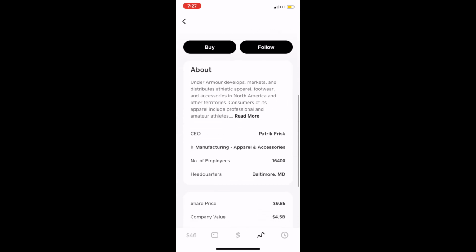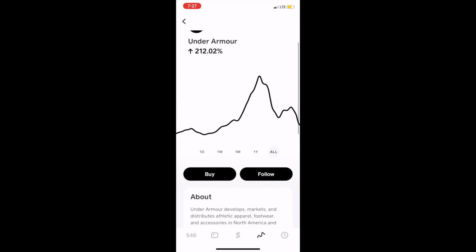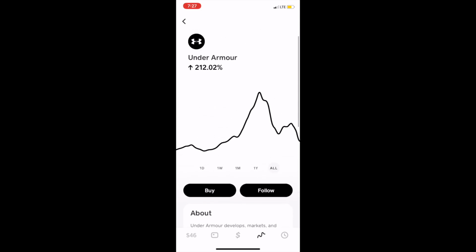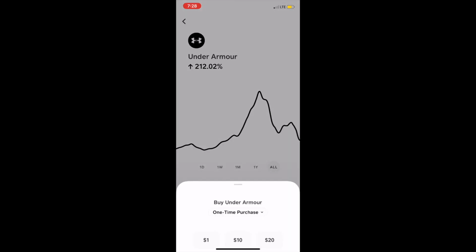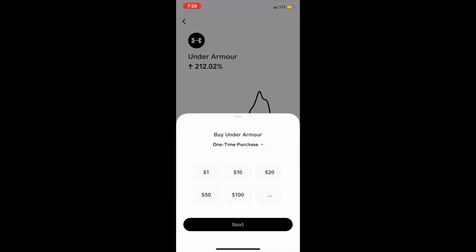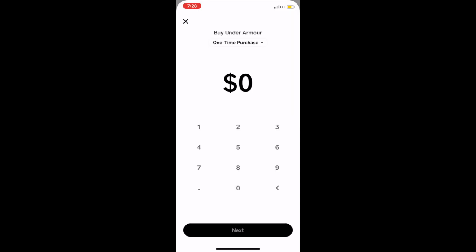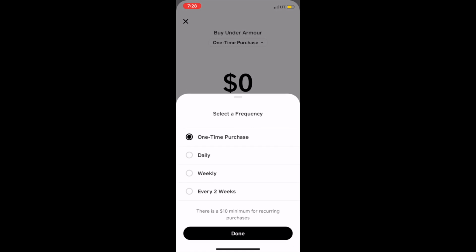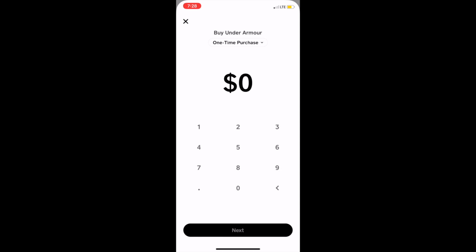Okay. So after you finish looking at their analytics here, you can buy or follow them. So if I want to follow them, I'll just follow them. And then I'll find them in my follow section. If I want to buy something, then it'll show how much I want to purchase. So if I want to make a one-time purchase or a daily purchase or a weekly purchase or every 2 weeks, then I can. And then there's a $10 minimum if you want to do recurring.